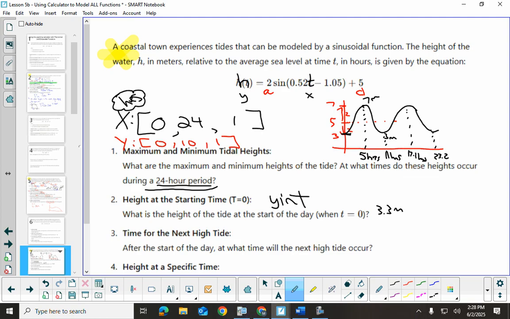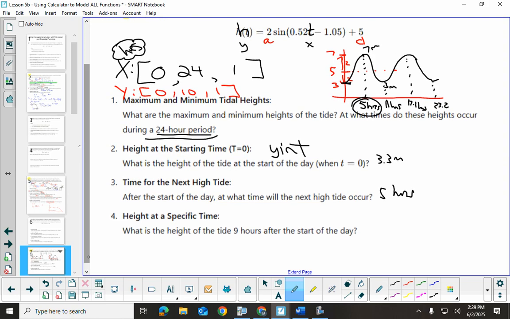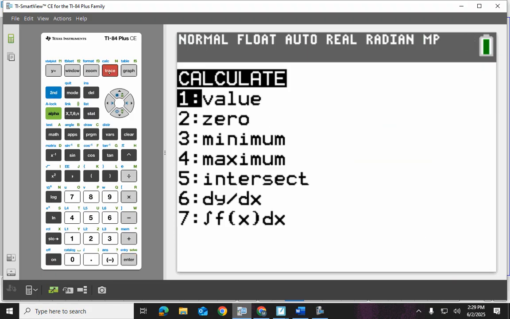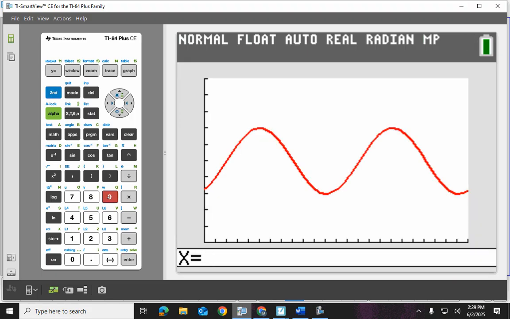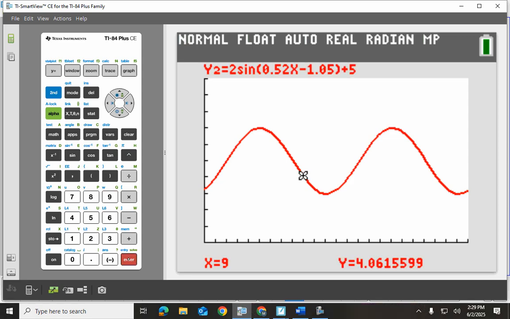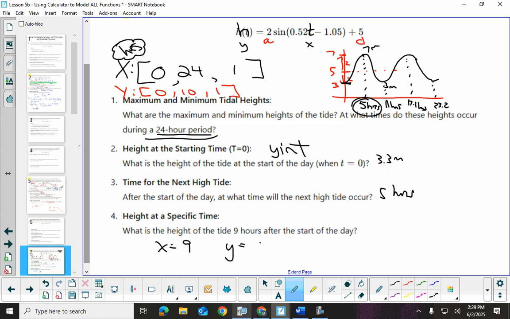After the start of the day, at what time will the next high tide occur? Well, we already know that. It's 5 hours, right? Because that's the high tide. What is the height of the tide 9 hours after the start of the day? So here again, x equals 9. We're looking for y. So go ahead and use number 1. X is 9. So 4.1 meters is the height of the water.